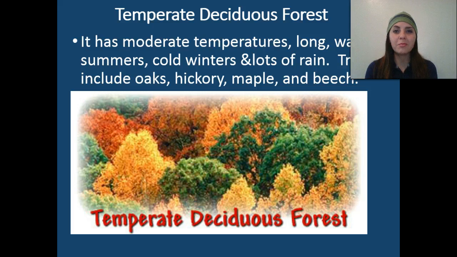Next, temperate deciduous forests. Temperate deciduous forests have moderate temperatures, long, warm summers, and cold winters, as well as lots of rain. The trees that you find here are the types that actually shed their leaves. Those are the ones that you see turning red and orange and yellow in the fall whenever the leaves are coming off. Those types of trees include oaks, hickory, maple, and beech trees.